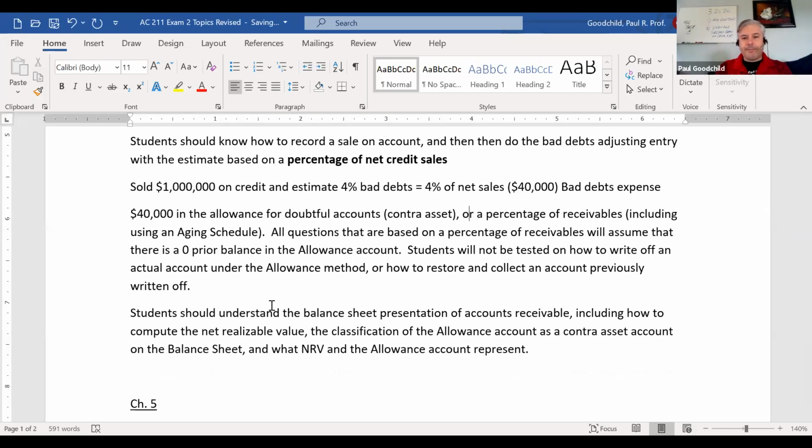Okay. So this one says a percentage of receivables. The next one.